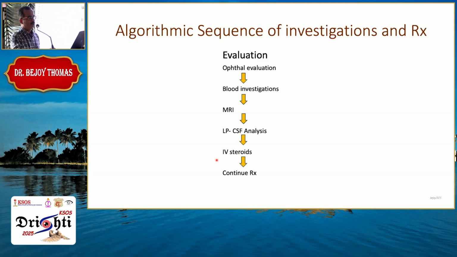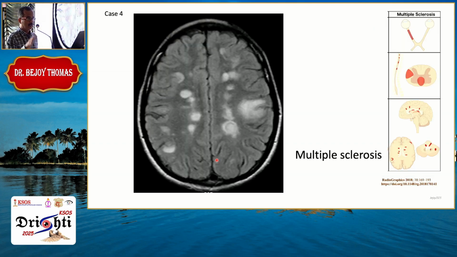And why we should do an MRI of the brain in the first instance itself is because you can sometimes see Dawson's fingers. Sometimes the patient may be completely clinically asymptomatic as far as neurological evaluation is concerned, but that is called the clinically isolated syndrome, except for that optic neuritis.